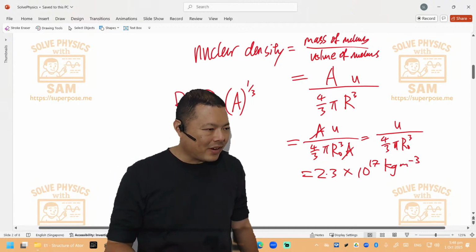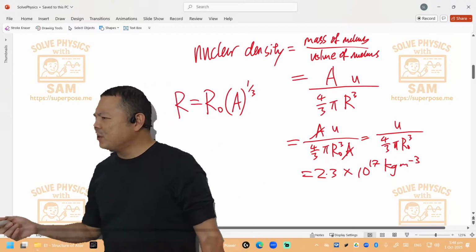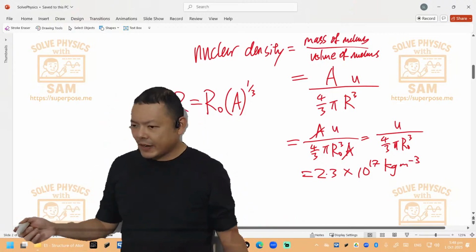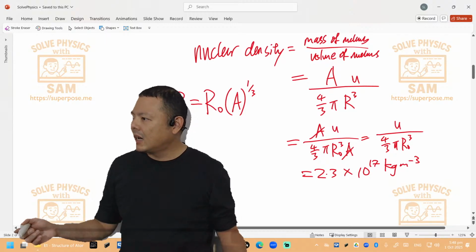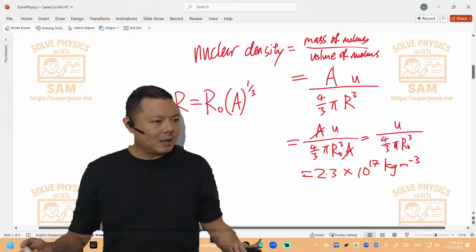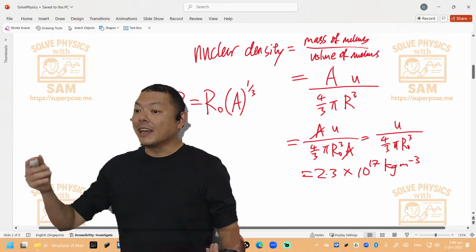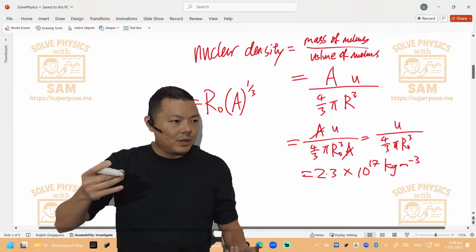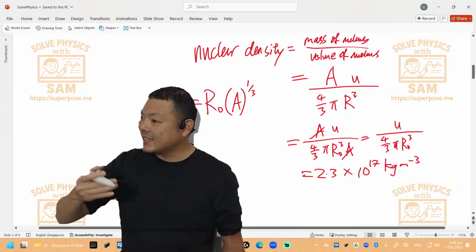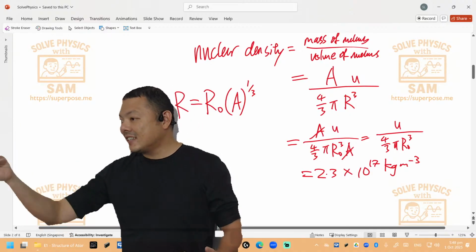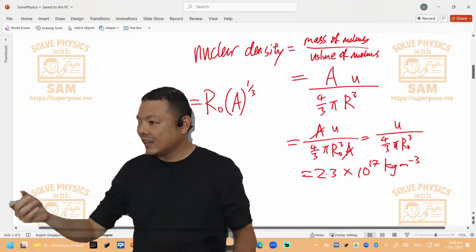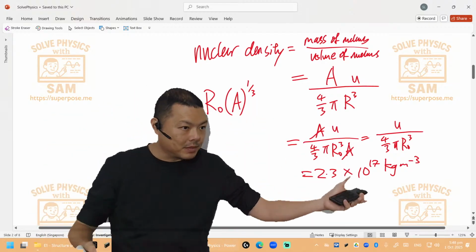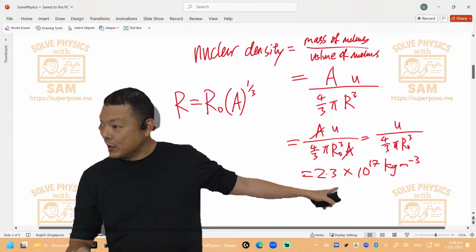Helium is a gas. Uranium is a solid. So if the nuclear density is the same, how come their overall density is not the same? What is the overall density affected by? Helium is a gas, uranium is solid-ish. So helium has low density, uranium has high density. But the density of the nucleus is the same. Why? The density of the gas and the solid depends on the space between the atoms. But if I'm asking you for the density of the nucleus, it's the same.